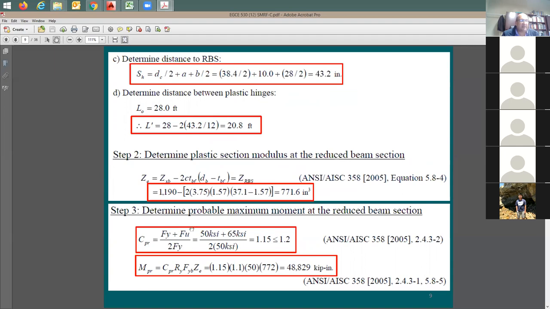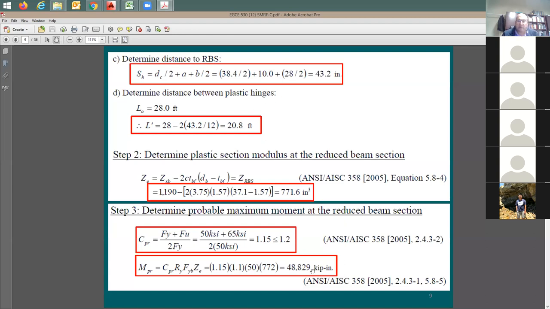So based on this material given to you, the A992 is gonna be equal to 115. And here's the MPR, which is the mechanism moment. And you can leave it here as kip inch if you like. I usually just use everything here in kip foot. It's just a habit in our spreadsheets, but this is fine. You can just keep it kip inch.